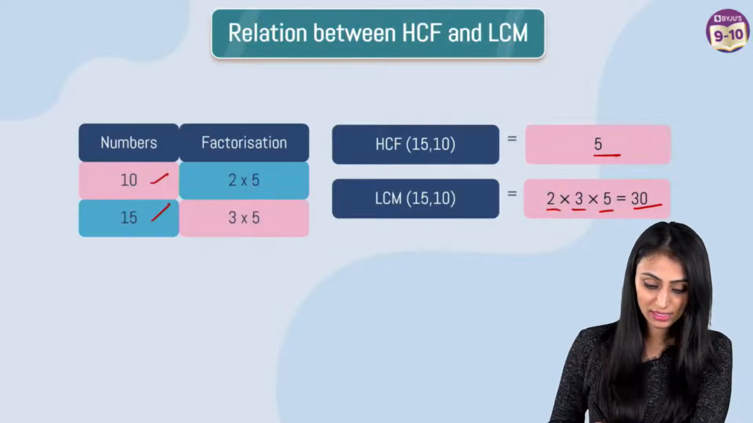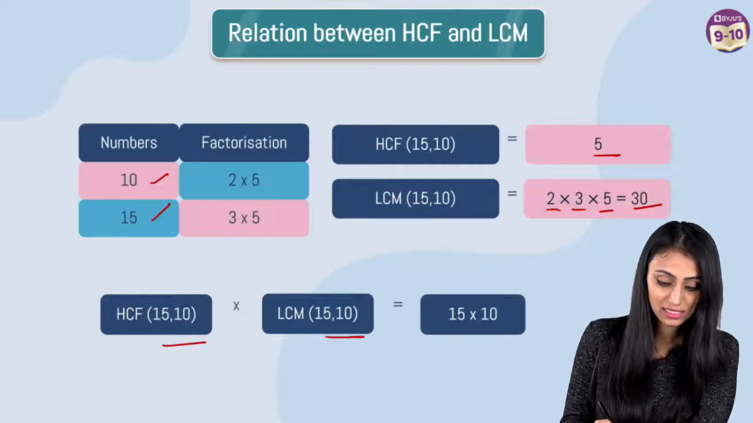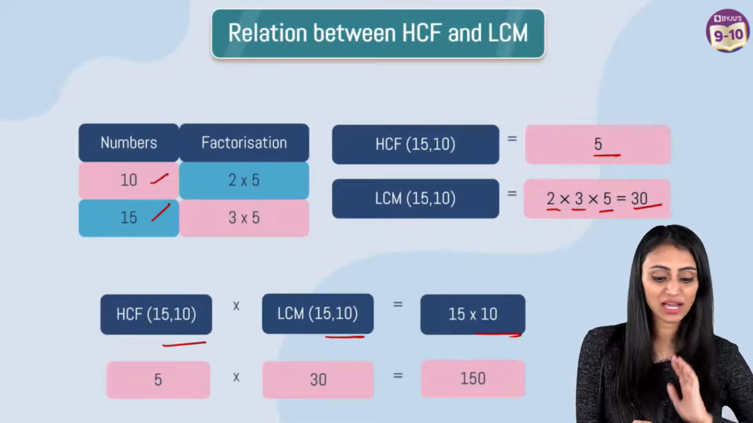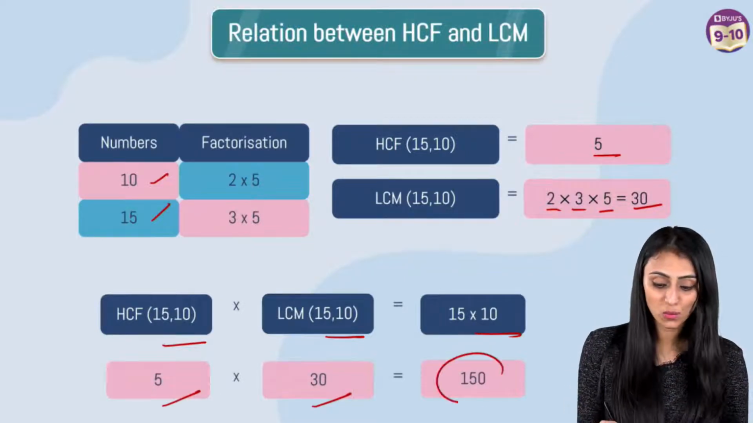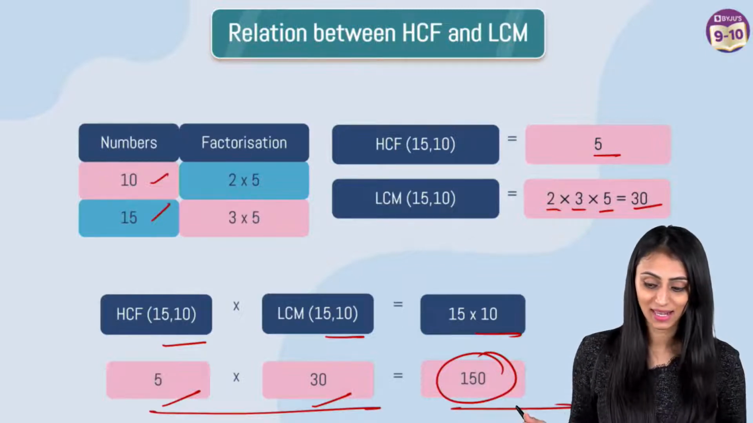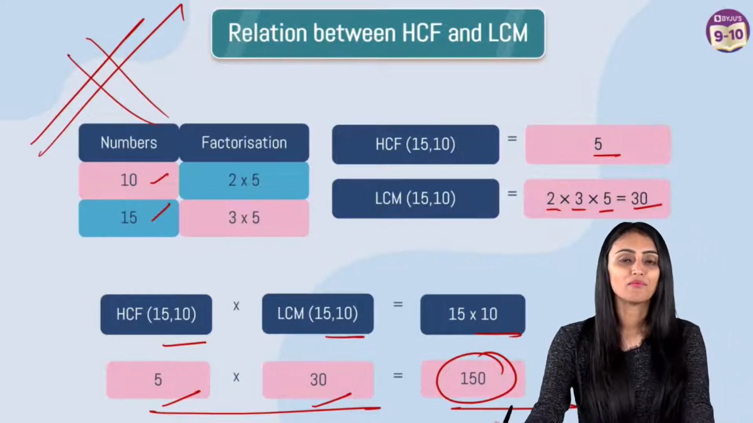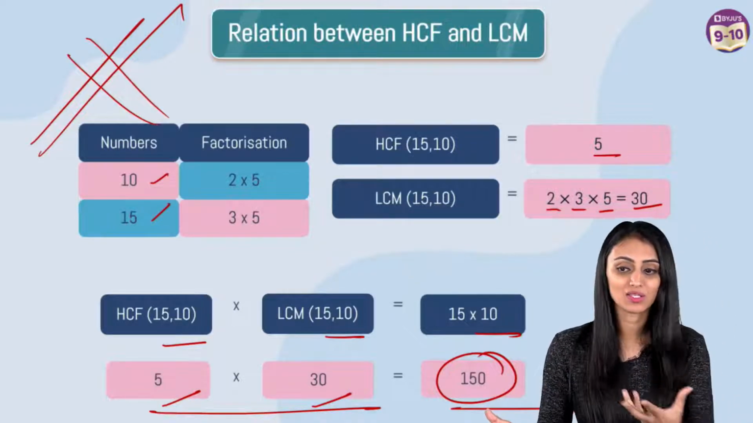So we have HCF and LCM. Now you can verify this. HCF times LCM is equal to the product of the two numbers. You see, 5 times 30, the product of the numbers is 150. LHS and RHS are equal. Right. So this relation, I would say, can be used to form very good questions.